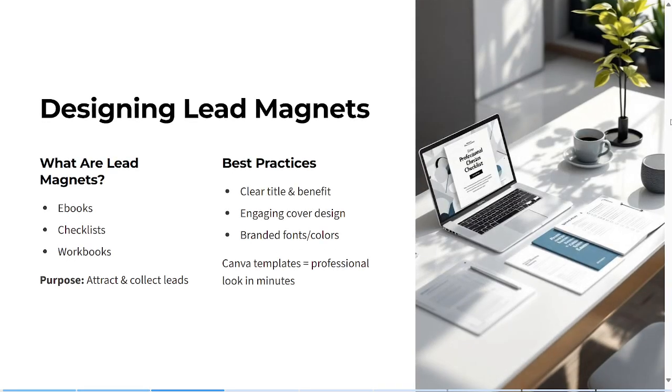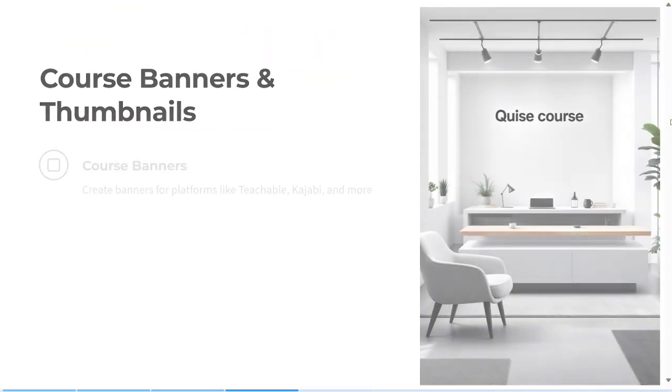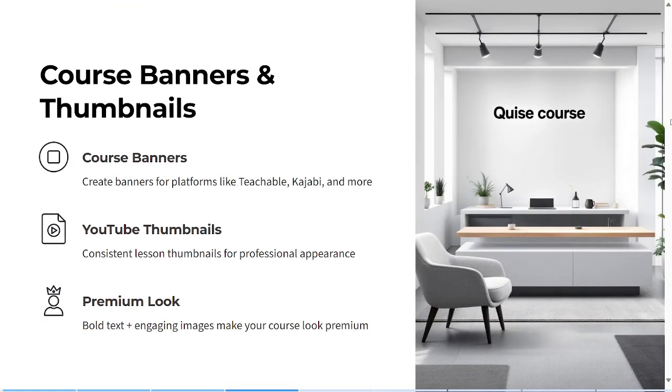Now, designing lead magnets. What is a lead magnet itself? Lead magnets are things like an ebook, checklist, workbook, etc. The purpose is to attract and collect leads. Best practice when designing these is to use a clear title and benefits, engaging cover designs, and branded fonts and color. A Canva template equals professional looks in minutes.